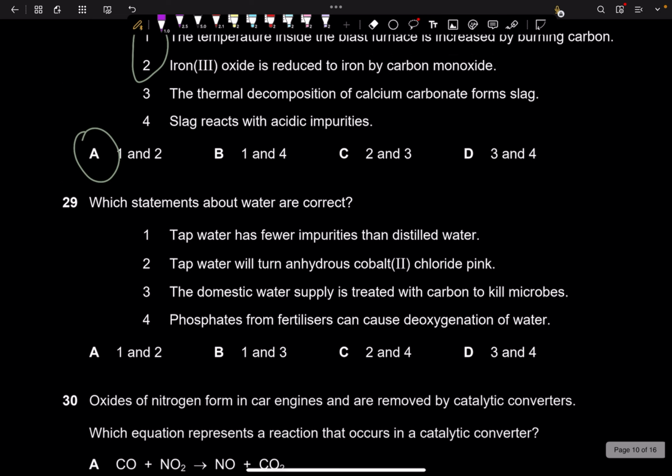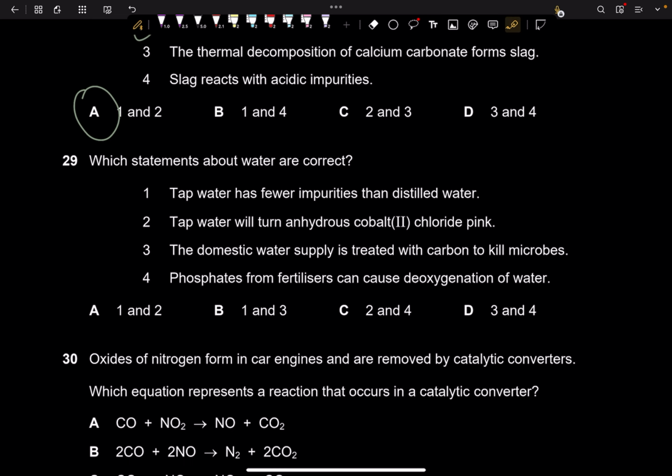Moving on, which statements about water are correct? Tap water has fewer impurities than distilled water. No, tap water has more impurities. Tap water will turn anhydrous cobalt chloride pink. Yeah, it will turn it. Any kind of water, okay? Tap water, sewage water, water from rain, any kind of water will turn it pink.